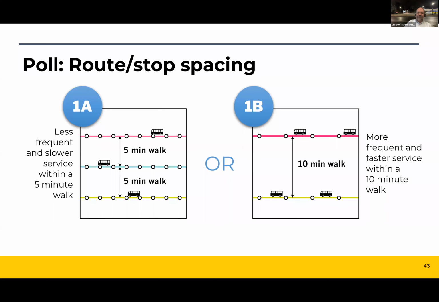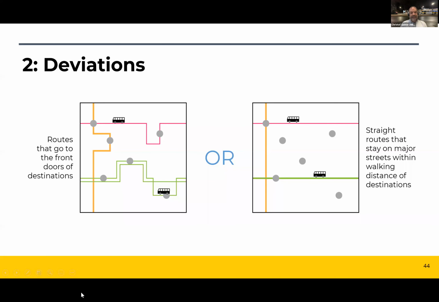Okay, next trade-off and next slide. Deviations. We can design routes to go to the front door of destinations. There may be a senior center, a high school, or an apartment complex, and we can design that route to go down a side street and stop at that front door. Or we can design routes to be straighter so that they stay on major streets. They're still within walking distance of those destinations, but they don't stop right at the front door. So if you're going to that destination, you'll need to walk a little further, but everybody else on that bus is getting a straighter and more direct route. Next slide.